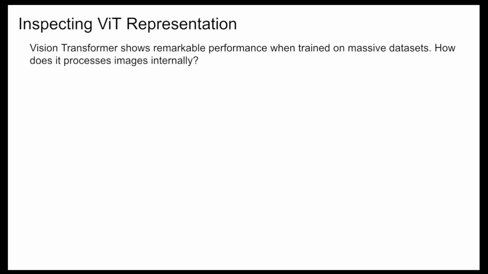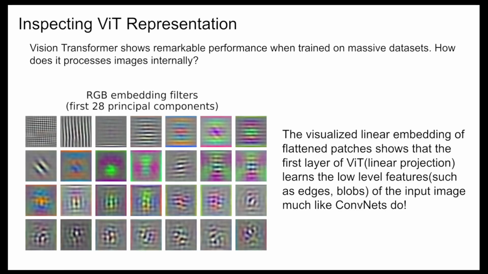So now let's look at the ViT representation. Vision Transformer shows remarkable performance when trained on massive datasets. But the question is, how does it process images internally? What you see here below is the RGB embedding filters, or the first 28 principal components. When you visualize the embeddings of the flattened patch, you see that the phase of ViT, which is the linear projection, learns low-level features such as edges and blobs of the image, and this is very much like convolutional networks in the early layers.